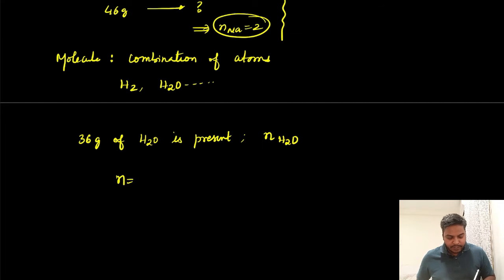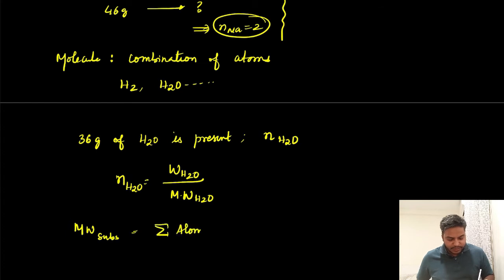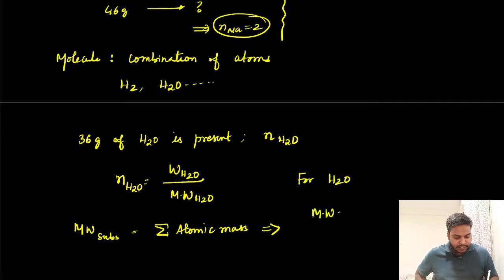Here again I'll use this formula, the number of moles of H2O will be equal to the weight of H2O divided by something called the molecular weight of H2O. What is this molecular weight? See, the molecular weight of a molecule or a substance will be equal to the sum of all the atomic masses. For instance, for water, H2O, the molecular mass will be equal to 2 times the atomic mass of hydrogen plus 1 time the atomic mass of oxygen.